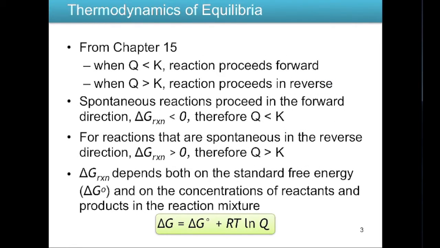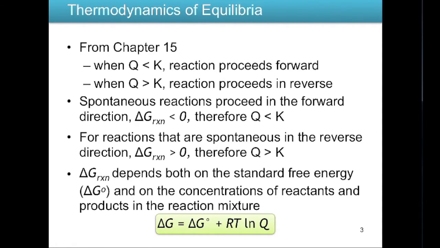So we learned previously in the equilibrium chapter that when Q is less than K, the reaction proceeds forward. When Q is greater than K, the reaction proceeds in reverse. If we compare this to delta G, we know that a spontaneous reaction is a reaction that proceeds in the forward direction, and in that case, delta G of the reaction is less than 0. So therefore, in this case, Q must be less than K. For reactions that are spontaneous in the reverse direction, we know that delta G of the reaction is greater than 0, therefore Q must be greater than K.